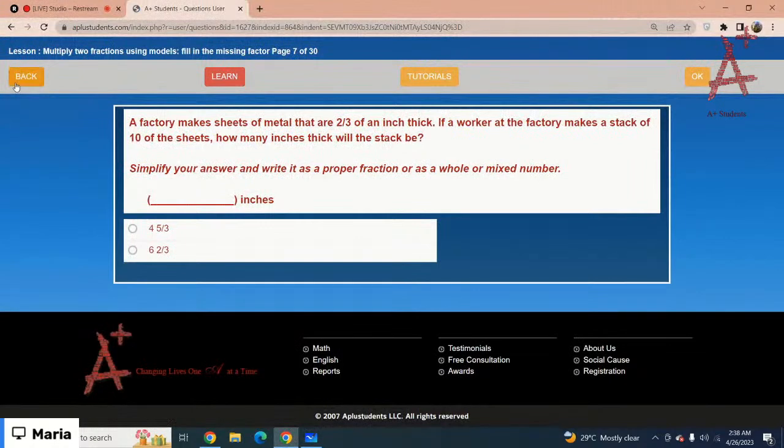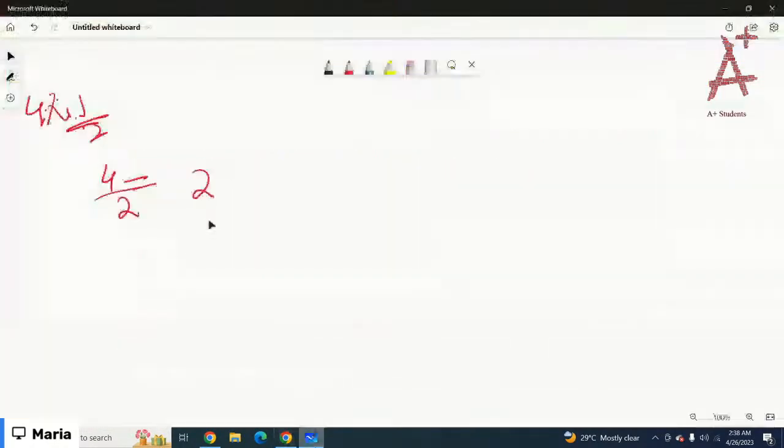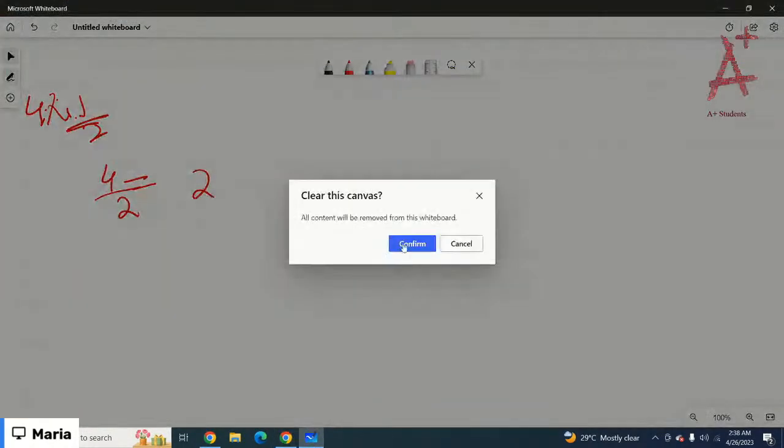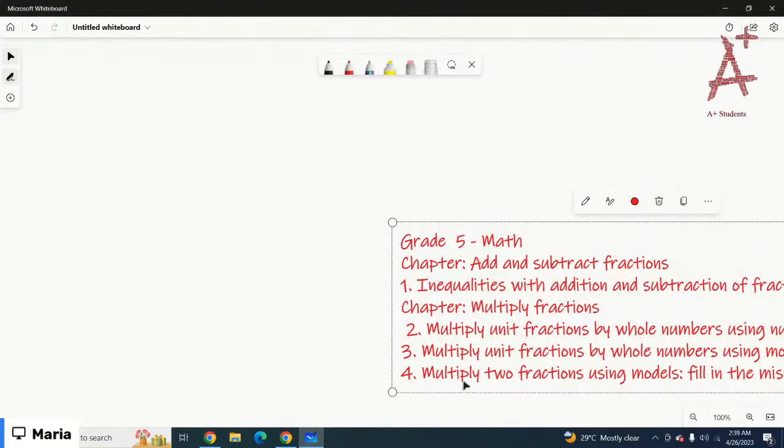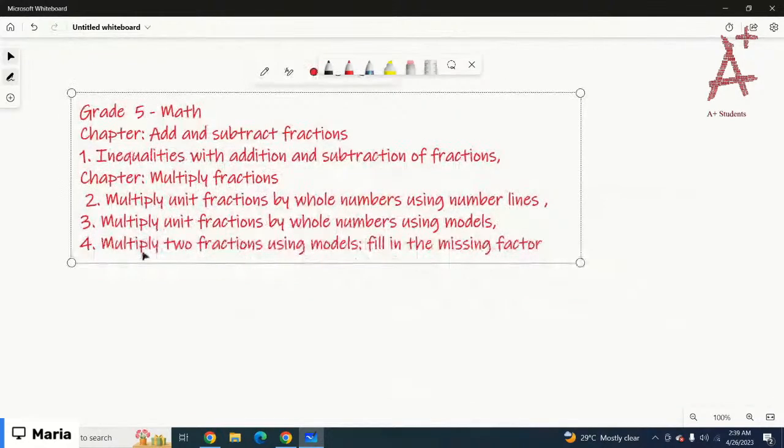So we're working on grade 5 maths. We have started with the chapter add and subtract fractions, and the lesson we did is inequalities with addition and subtraction of fractions. Then we have started a new chapter, multiply fractions. The lessons we have covered are multiply unit fractions by whole numbers using number lines, multiply unit fractions by whole numbers using models, multiply two fractions using models, and fill in the missing factor.